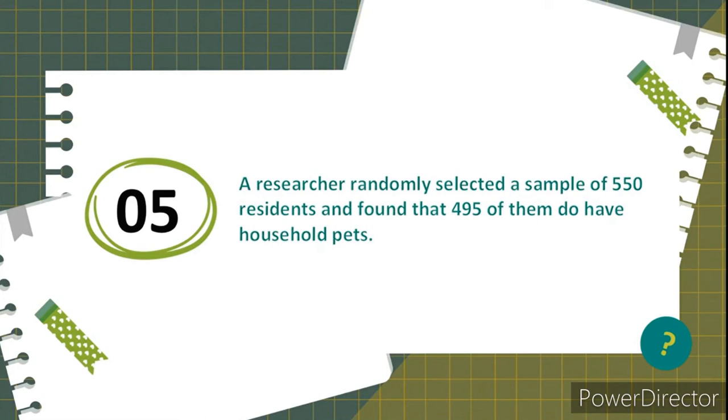So number 5, a researcher randomly selected a sample of 550 residents and found that 495 of them do have household plants. So what is the answer in number 5? The answer here is Z-test. Why is it Z-test? Because of the sample of 550, it is greater than 30. So the answer number 5 is Z-test.